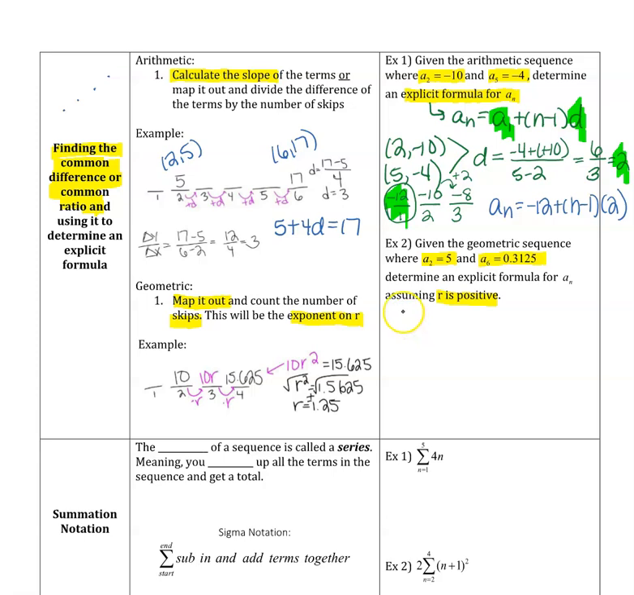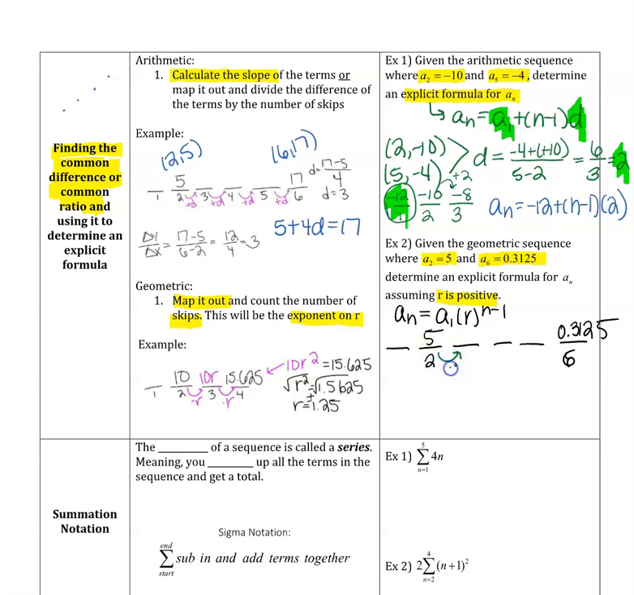So here we go. An explicit formula for a geometric sequence is a sub n equals a sub 1 times r to the n minus 1. Map it out: 1, 2, 3, 4, 5, 6. Okay, so I know my second term is 5, and my sixth term is 0.3125.